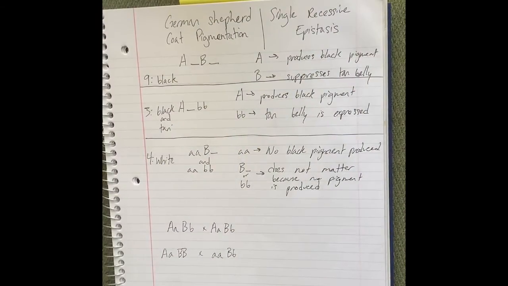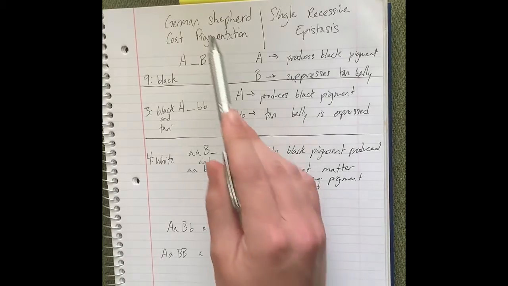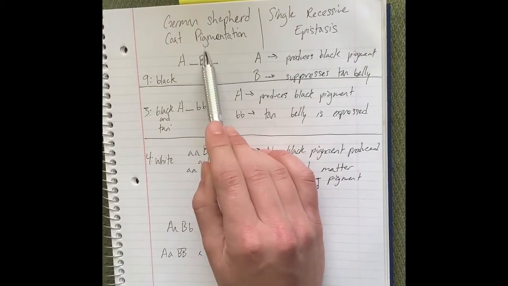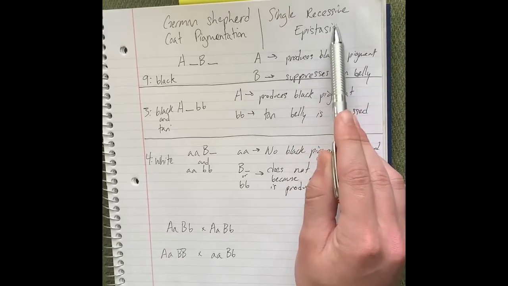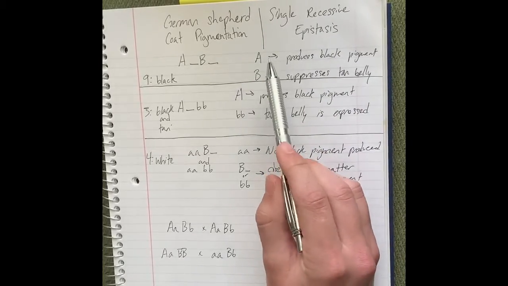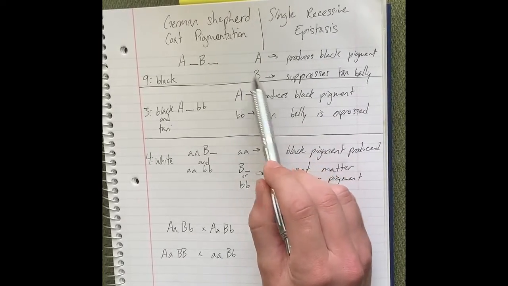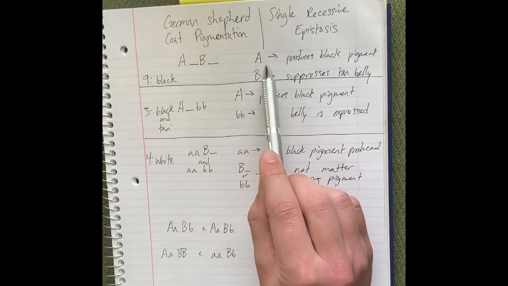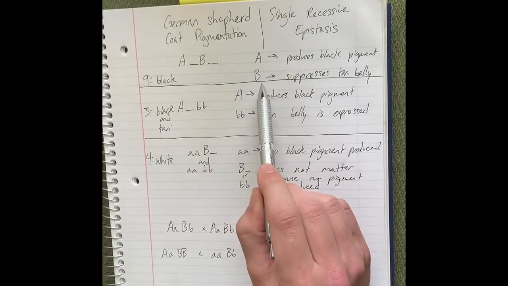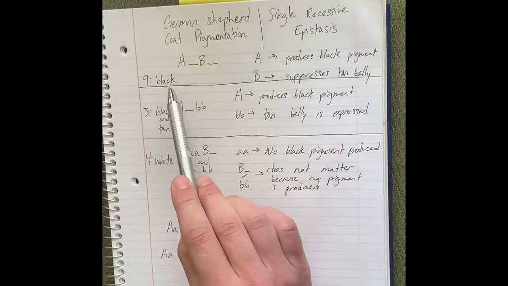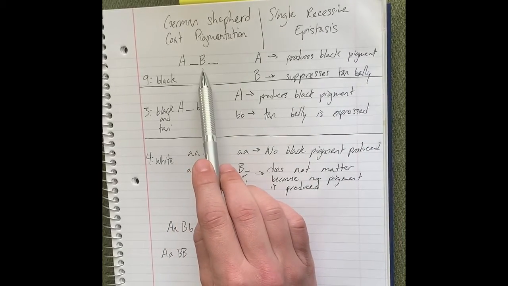So the fictitious pathway I've created revolves around German Shepherd coat pigmentation, and this is a single recessive epistasis event. Here, individuals with dominant A's and dominant B's will be black, because the dominant A gene is producing black pigment and the dominant B is suppressing tan bellies. So we will only observe black individuals with this genotype.